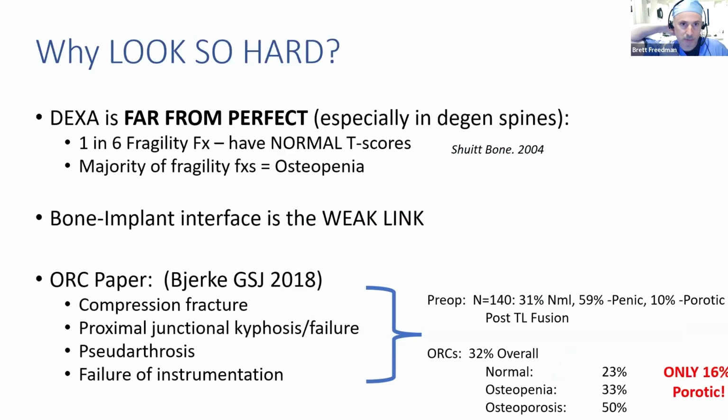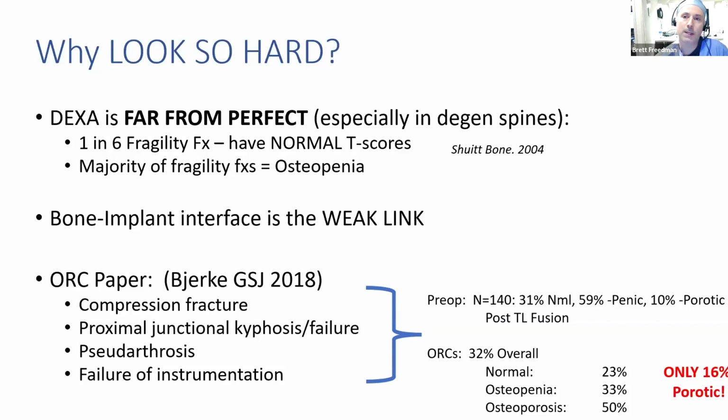1 in 6 patients with a fragility fracture will have a normal T-score. The majority of fragility fractures happen in people with T-scores that are in the osteopenic range. It's the bone implant interface that is the weak link in the surgeries we perform on people with diminished bone quality. And so we need to find it.